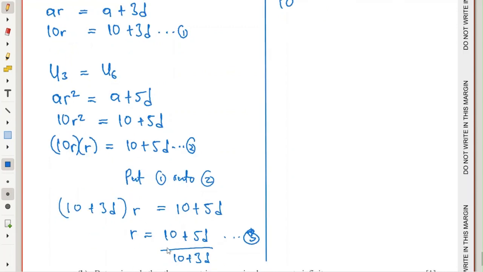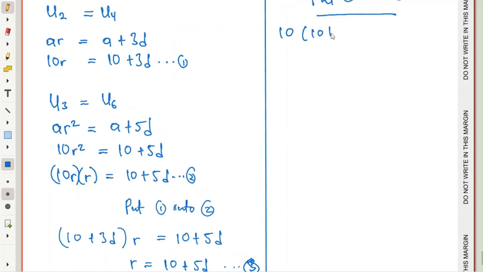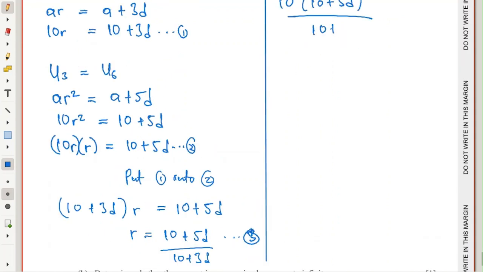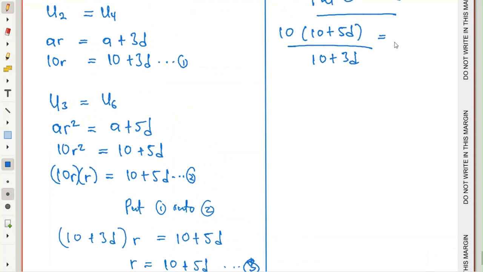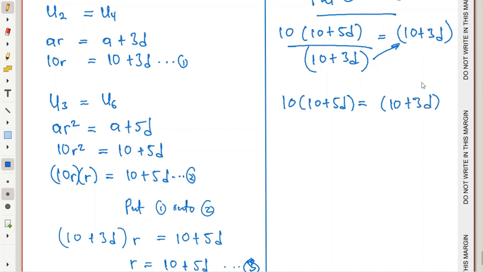Our R here is 10 plus 5D over 10 plus 3D, and this is equal to 10 plus 3D. I can put this one in brackets. Fractions, so you know this and this can cross multiply. This by this is the same expression multiplied by the same expression, so that's the square of that expression. So here I'm going to get a quadratic. Let's expand and see.